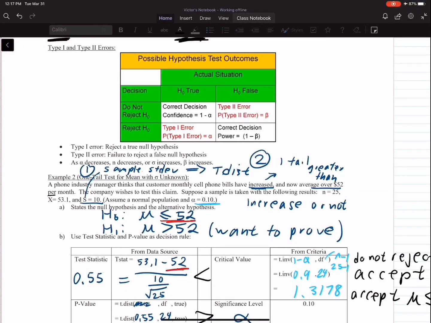Type 1 and type 2 errors. Type 1 error is the probability of rejecting H null when H null is true, and the probability of type 1 error is your alpha. Type 2 error is the probability of not rejecting H null when H null is false, and type 2 error is your beta.